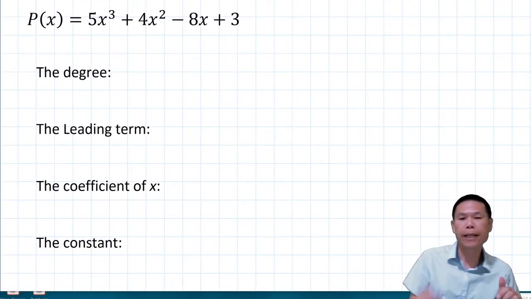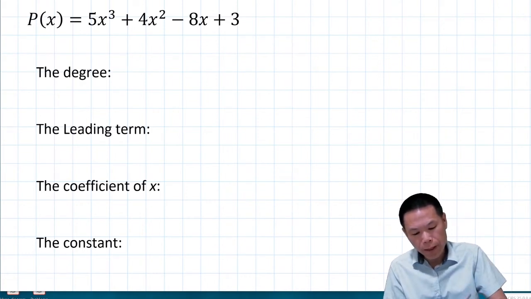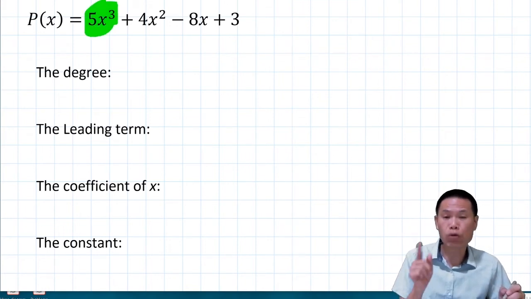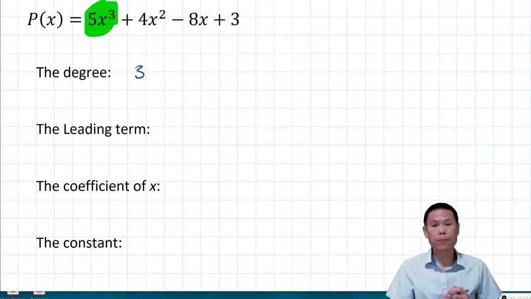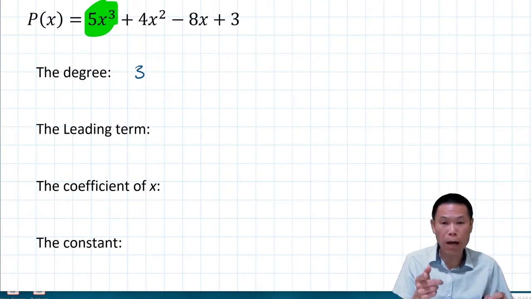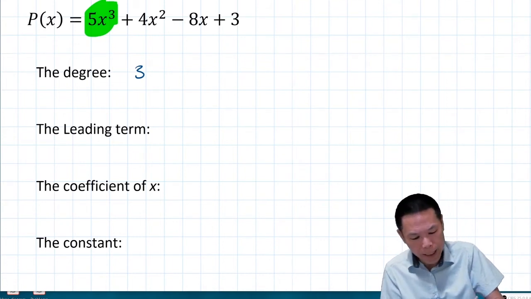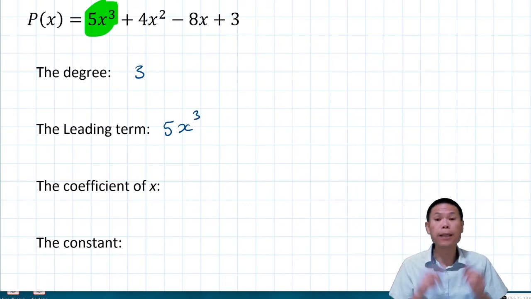Hi, I'm back. Let's go through it together, okay? So the first one. So we have 5x to the power of 3. So this is the largest power, right? x to the power of 3. So therefore, the degree is 3. And the leading term, because x to the power of 3 is the largest power, so therefore 5x to the power of 3 is the leading term, okay?